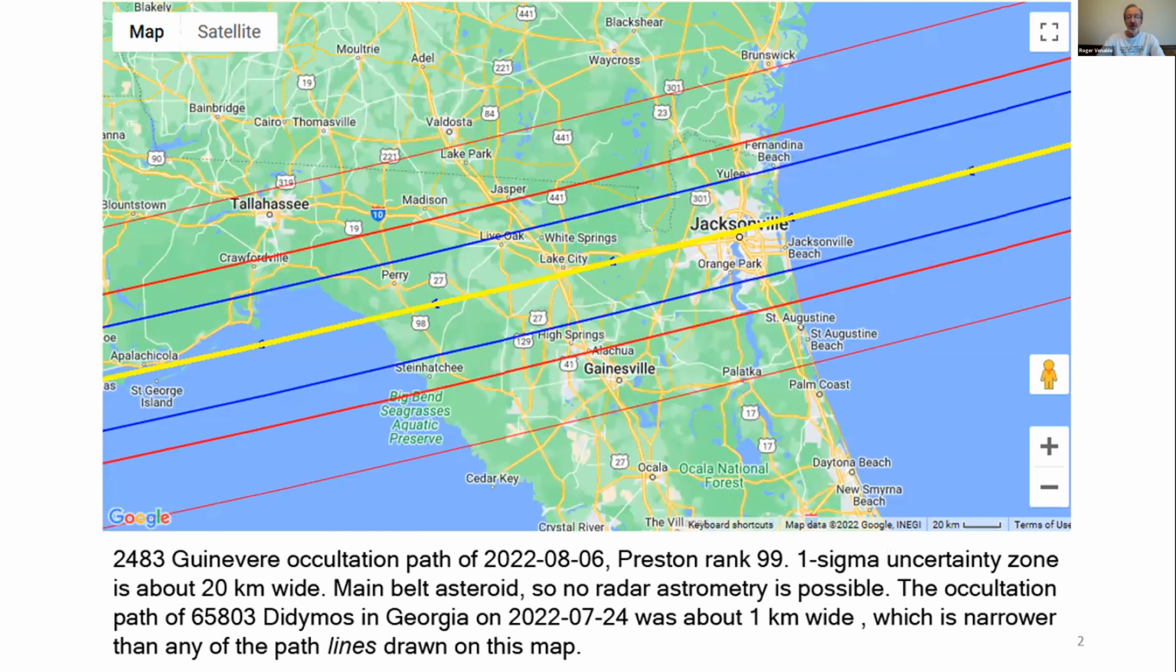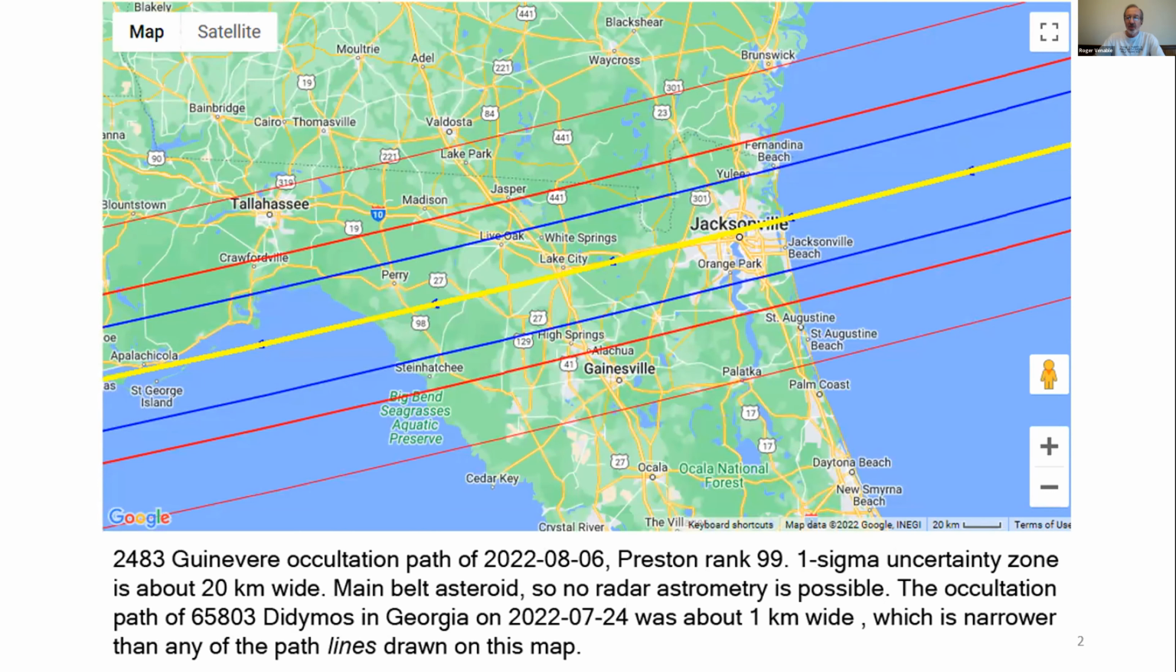This is an occultation path of a high rank event. It's a Preston rank 99, the rank 99 event of 2483 Guinevere on August 6th of this year, just about a week ago. The bold yellow line is the predicted center line. The blue lines are the path edges, and the red lines are the 1 sigma and 3 sigma uncertainty lines.